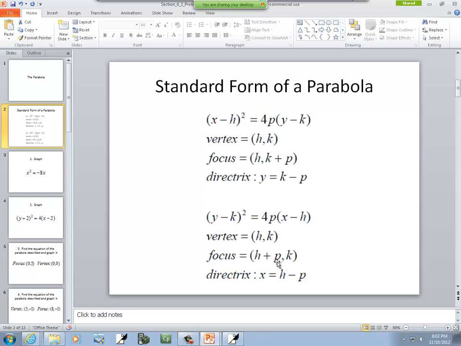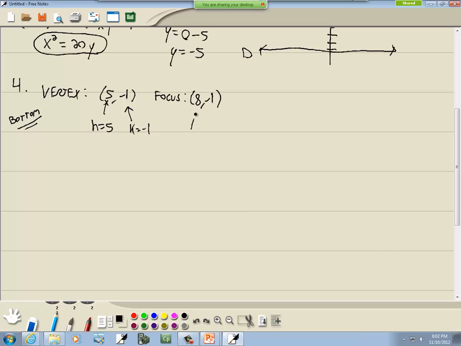Now our focus, h plus p, comma k. So this is h plus p, so h plus p is equal to 8, and k is equal to negative 1, though we already wrote that down here. Okay, remember the 3 things we need. We need h, k, and p. Well, here's p, and I know what h is. Over here we said it's 5, so I can put 5 in for the h, plus p equals 8. Take the 5 over, becomes a negative 5, and we get p is equal to 3. So we got h is 5, k is negative 1, and p is 3.